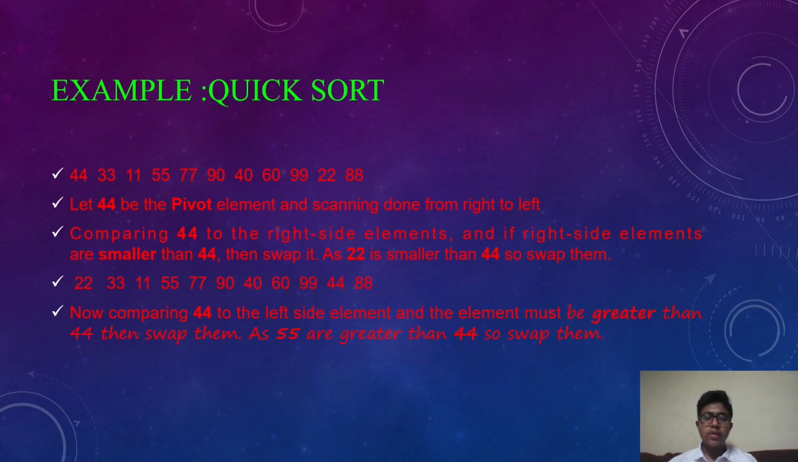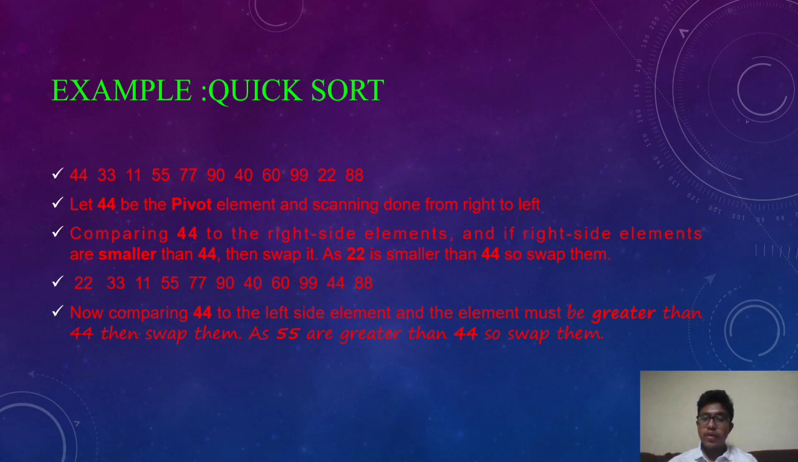Here the elements are in an unsorted array. For example, 44, 33, 11, 55, 77, 90, 40, 60, 99, 22 and 88. Let 44 be the pivot element, and scanning is done from right to left, comparing 44 with the elements on the right side. If a right-side element is smaller than 44, then swap it.